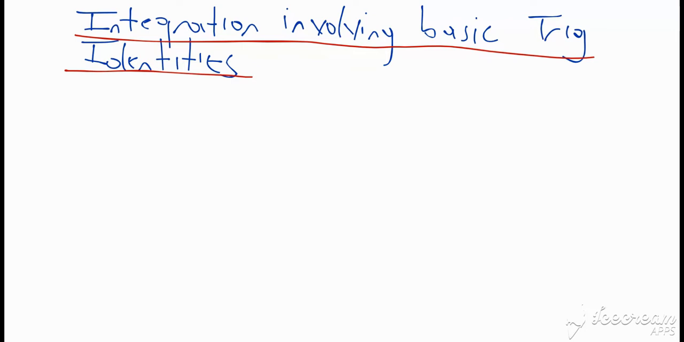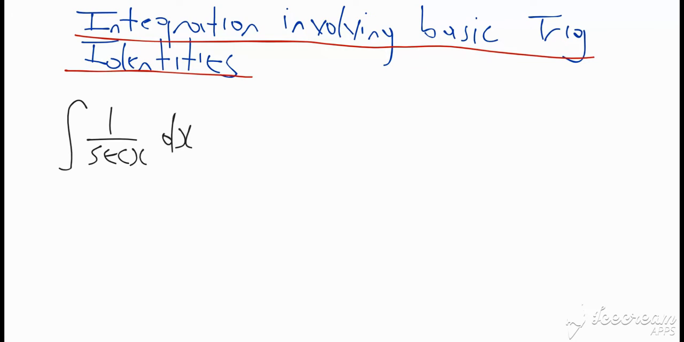Now today we're going to be looking at integration involving basic trigonometrical identities. So without further ado, let's get right into it. Now we're going to start with the integral of 1 over sec x dx.